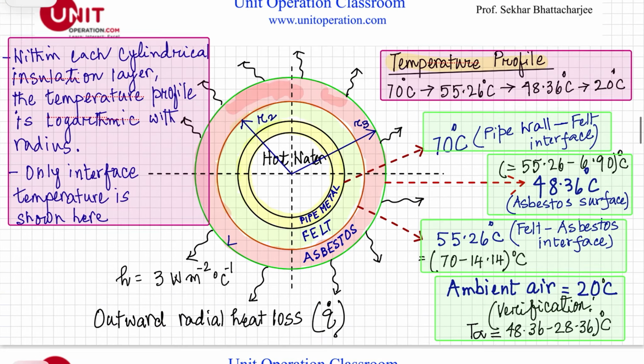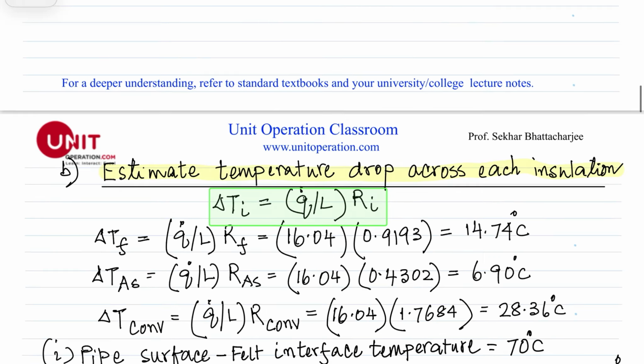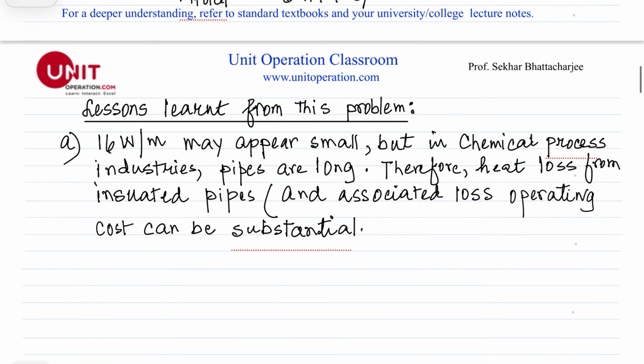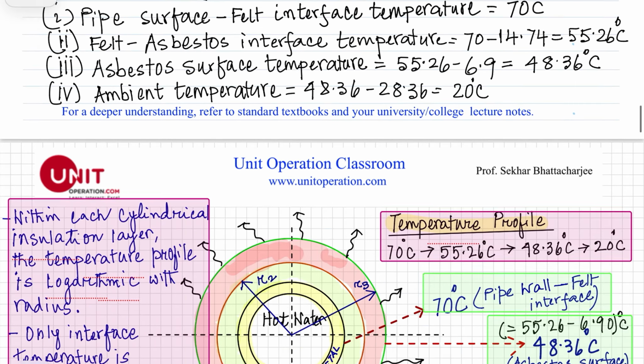But as we can see, by adding insulation, our heat loss is 16. So adding insulation increases the heat loss. So why should we add insulation at all?